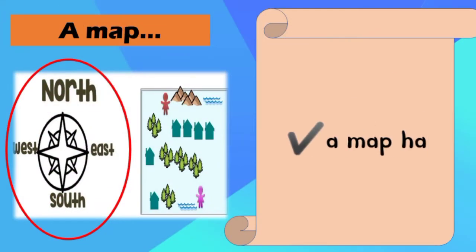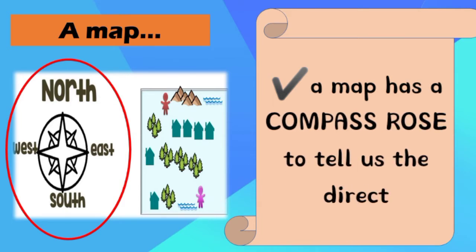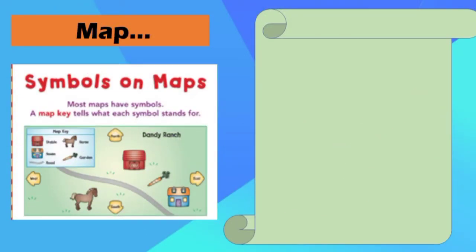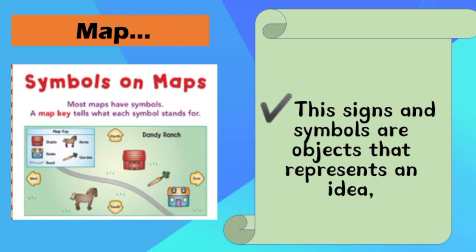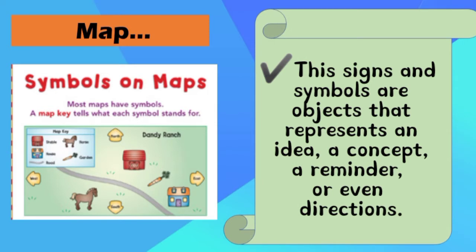A map also has a compass rose to tell us the direction of the place. The encircled part on the picture is what we so-called compass rose. So maps also use signs and symbols to give information about the place. These signs and symbols are objects that represent an idea, a concept, a reminder, or even directions.